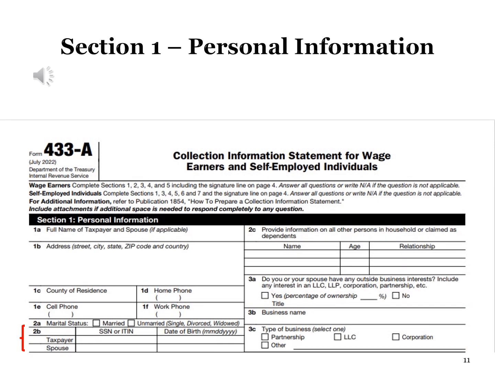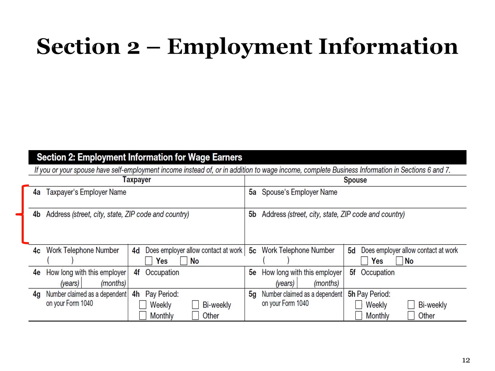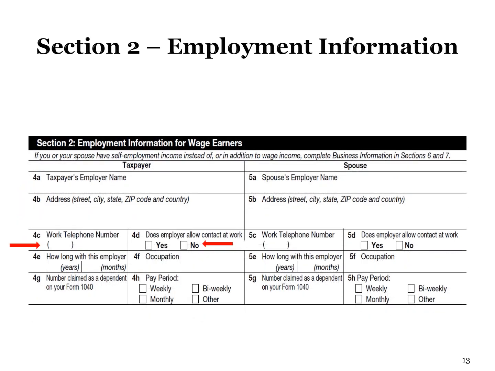Here, the IRS requests your Social Security numbers and dates of birth, which are used to verify your identity. Here, place your employer's main office information and address. You may place your work number on the form, but it may be irrelevant if the box is checked No, disallowing contact at work.